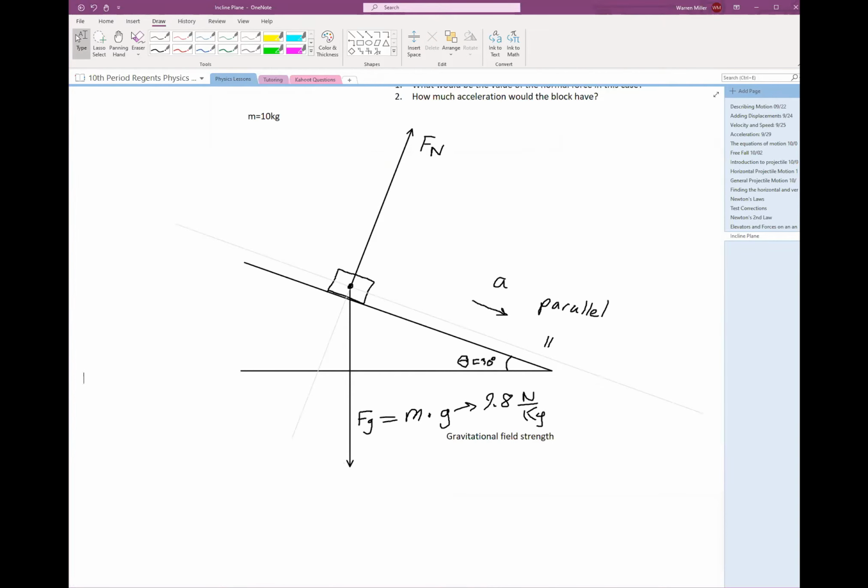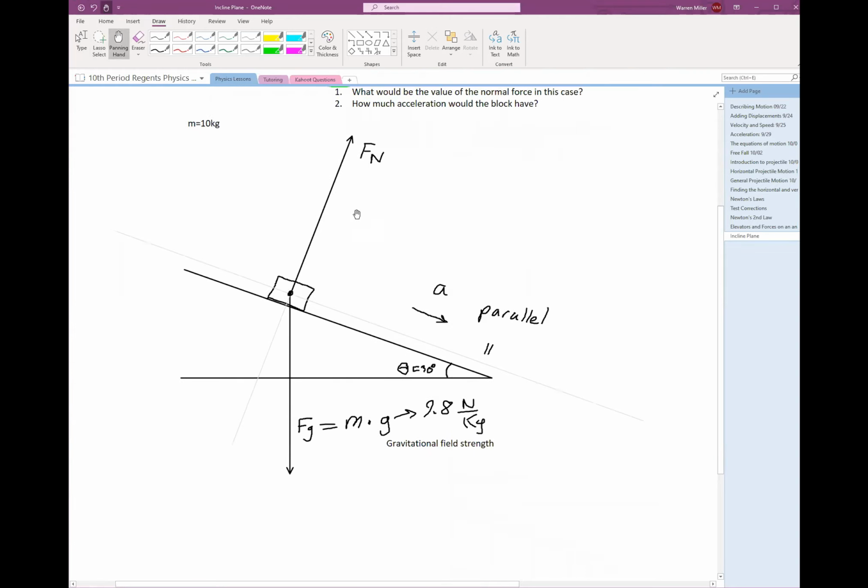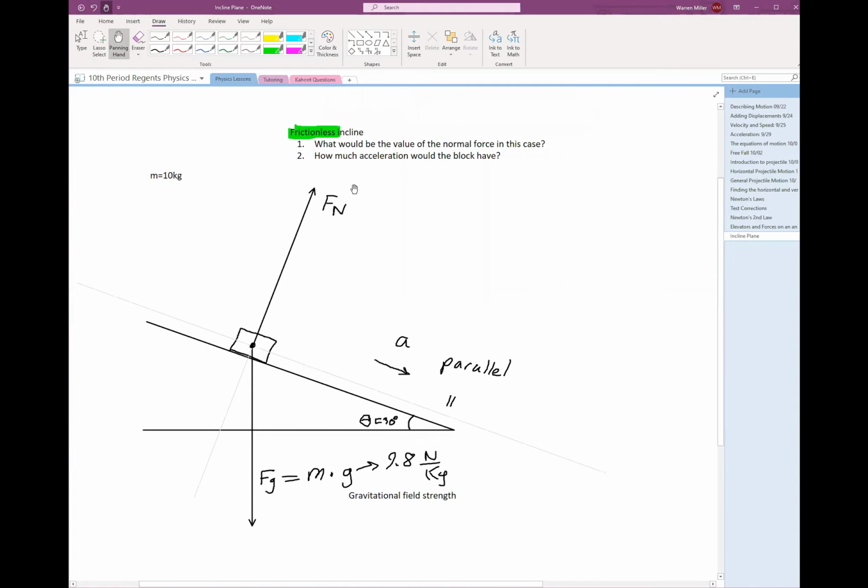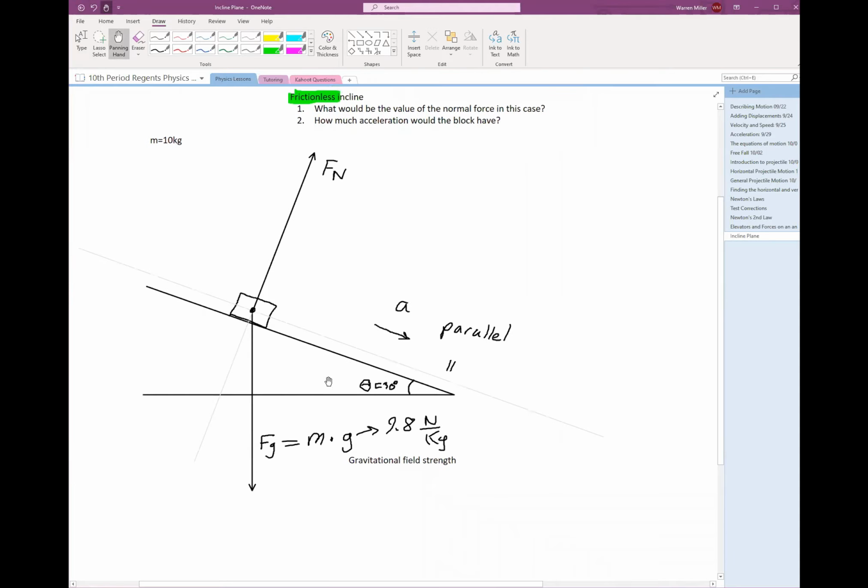Well, this is lovely, and it is helpful to see that there are these two forces acting on this block. It doesn't really help us answer the questions. The questions were: what would the value of the normal force be, and how much acceleration would the block have? As it currently stands, this free body diagram is not good enough for us to find these values. I don't have any mathematical relationships here yet. For example, does the normal force equal the weight in this case?